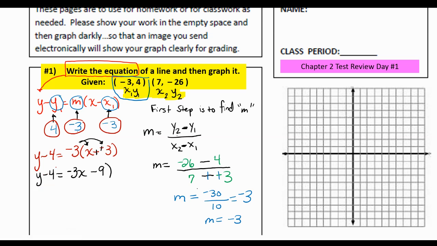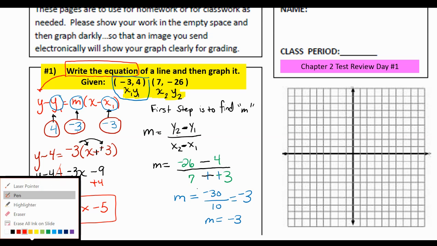And now we just have to solve for y. So we're going to move the negative 4 over, so add 4 to both sides. So y would be equal to negative 3x, and then negative 9 plus 4 is negative 5. So that was our goal, to write the equation of a line.